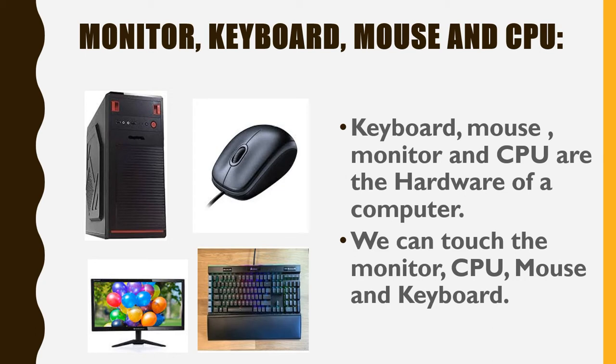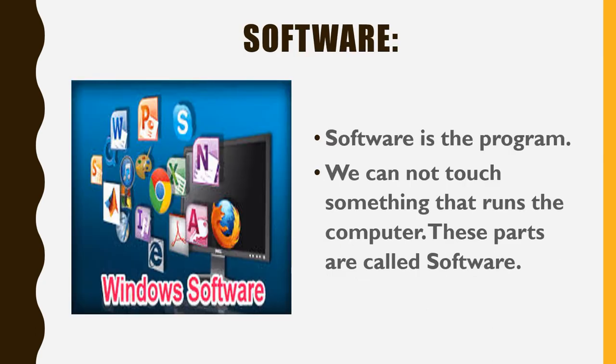Okay. Then next is software. Students, like the film and TV program, we cannot touch something that runs the computer. These parts are called software. We use various programs to work on the computer. All programs are software. Software is a set of instructions that tells hardware what to do. It is shown on the desktop in the form of an icon. You can neither touch nor feel a software.